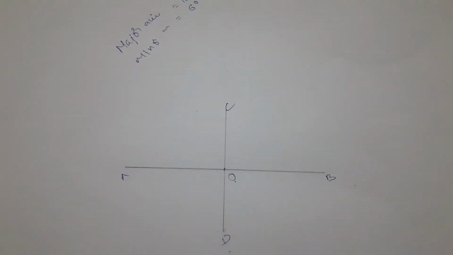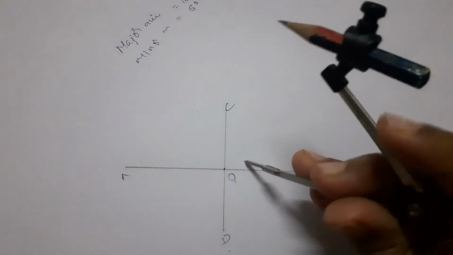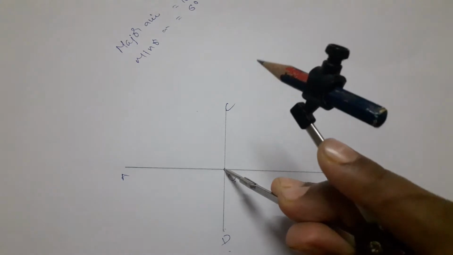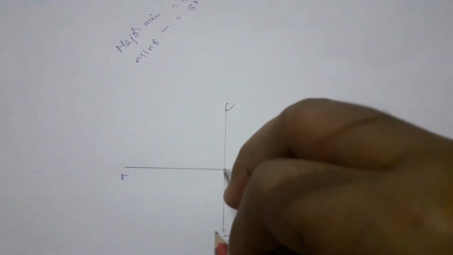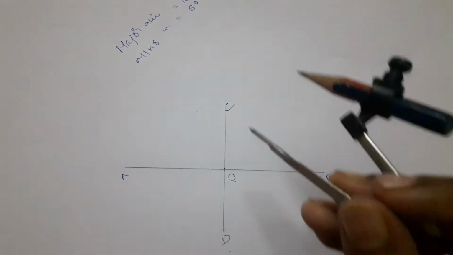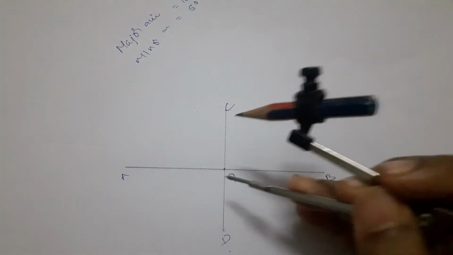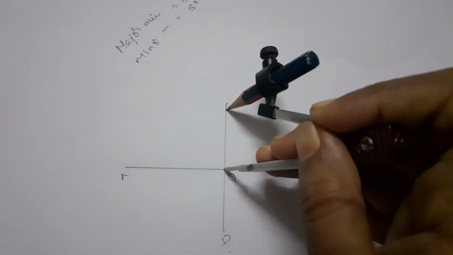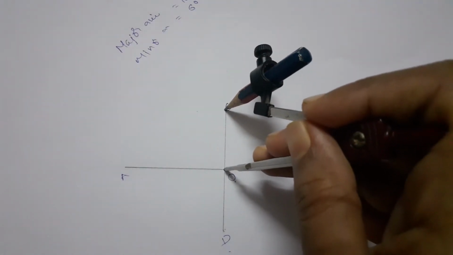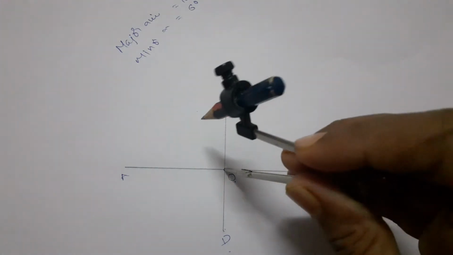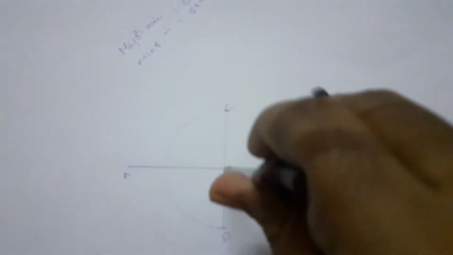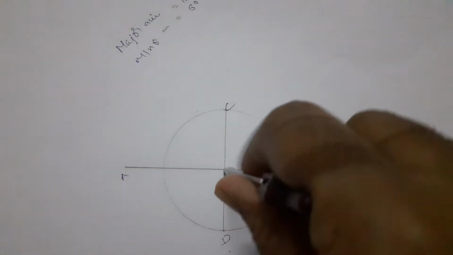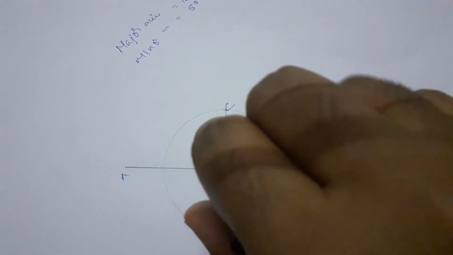The next thing we are going to do is take OC as radius. So OC will be equal to 30 mm, right? We have 60 mm, so the minor axis is 60 mm and half of that is OC, that is equal to 30 mm. So with OC as radius and O as center, draw a circle. The diameter of this circle will be equal to 60 mm, that is the minor axis.